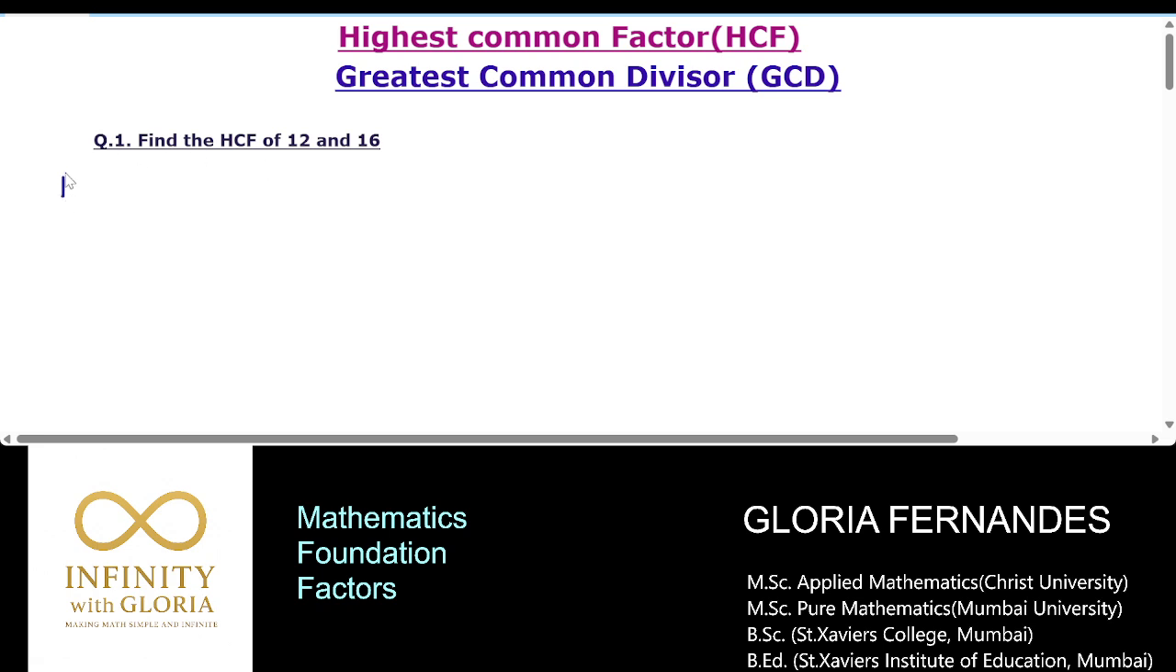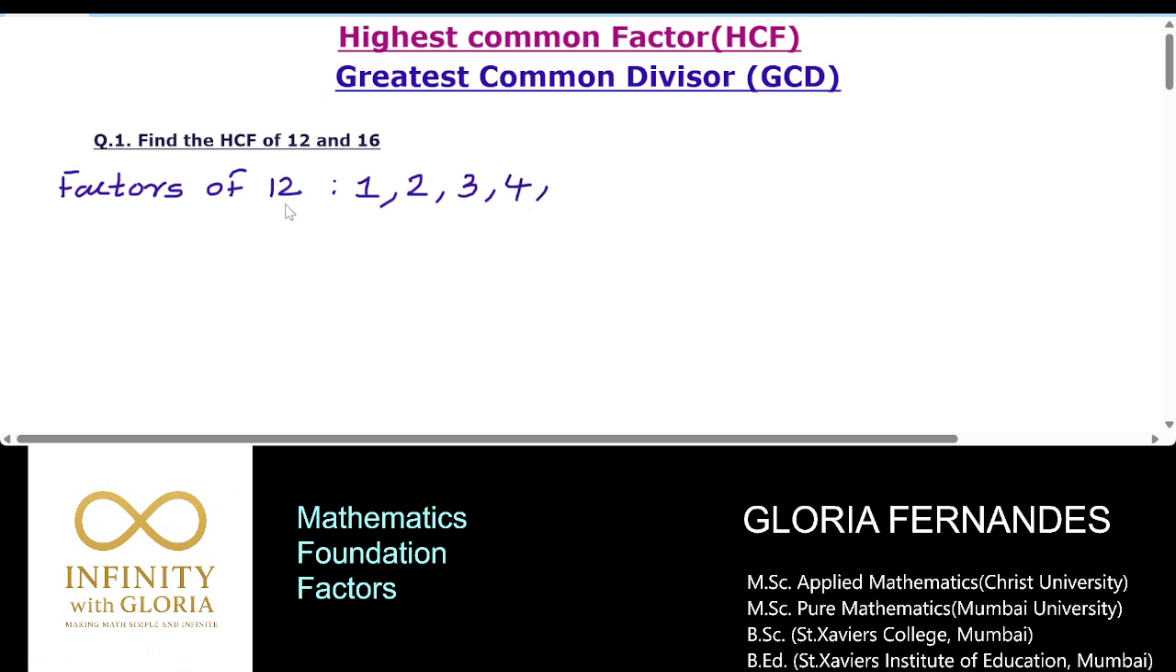Here they have asked: find the HCF of 12 and 16. So first we will find the factors of 12. In our last video we saw what is meant by factors. Yes, a number has to divide 12. So the first factor will be 1, because if we divide 12 by 1 we get remainder 0. Next number will be 2. Yes, the next number is going to be 3, because 3 4s are 12, 2 6s are 12. Then again 4, 4 3s are 12.